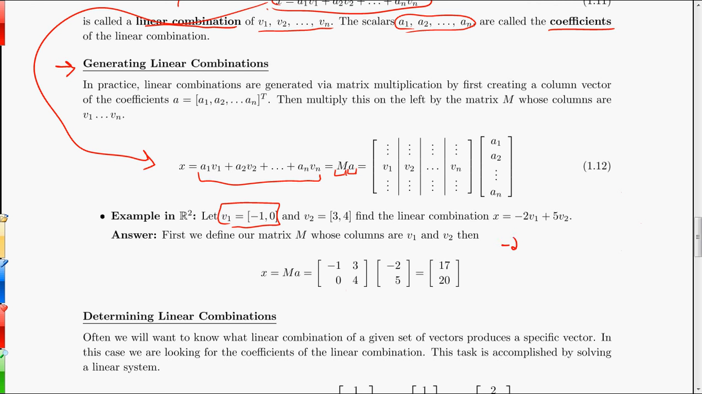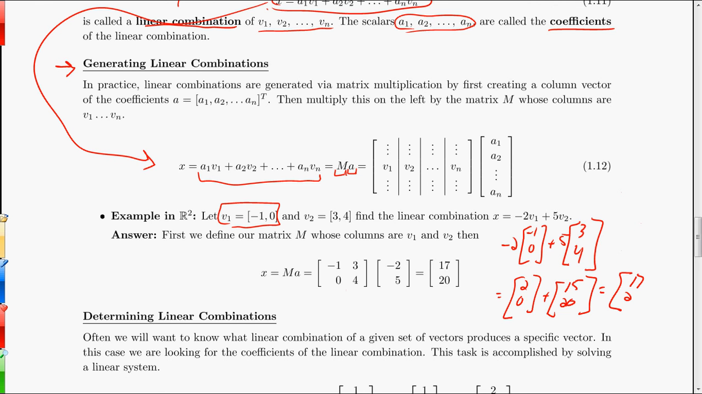So that's -2 times v1, which is -1, 0, plus 5v2, which is 3, 4. So that's going to be 2, 0 plus 15, 20. Lo and behold, 17, 20. So when we create linear combinations, we just use this form here, where the matrix has the vectors and the column vector you multiply by are the coefficients. So that's determining a linear combination.